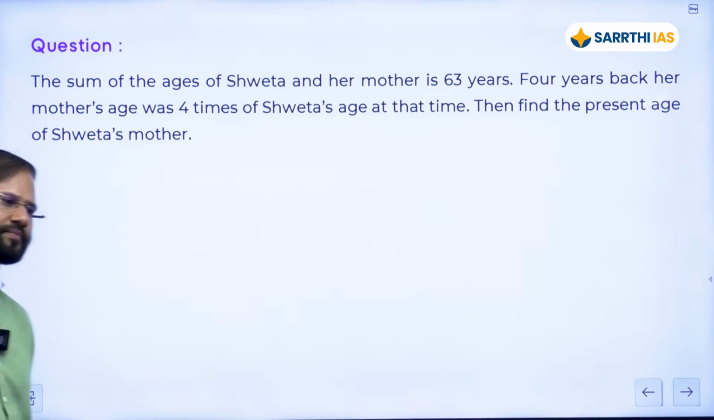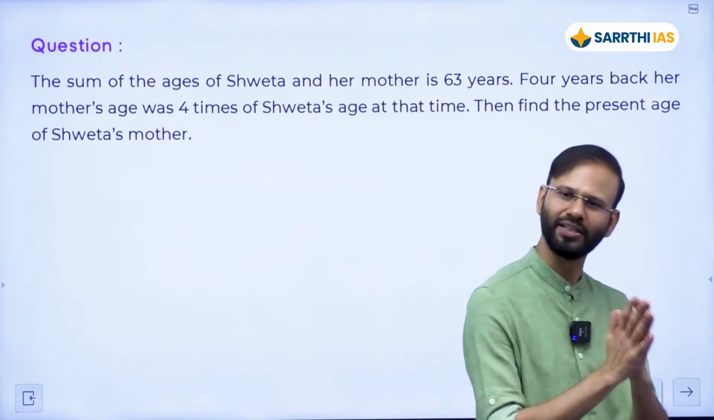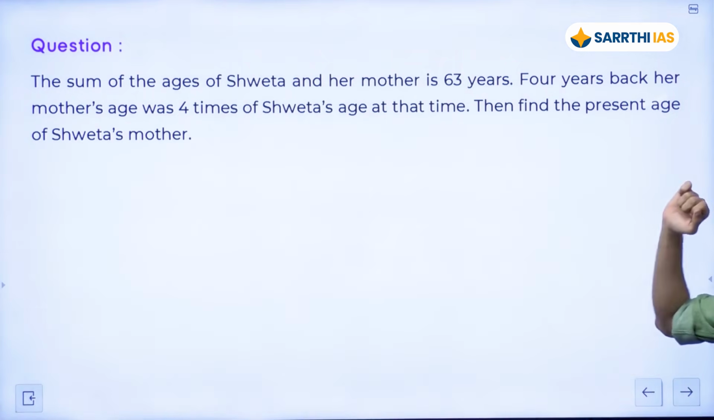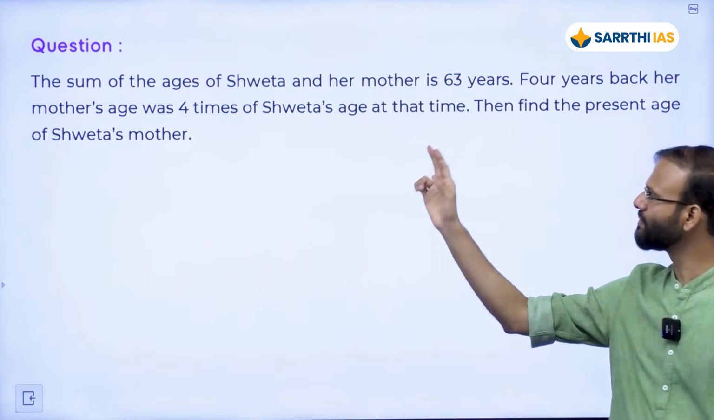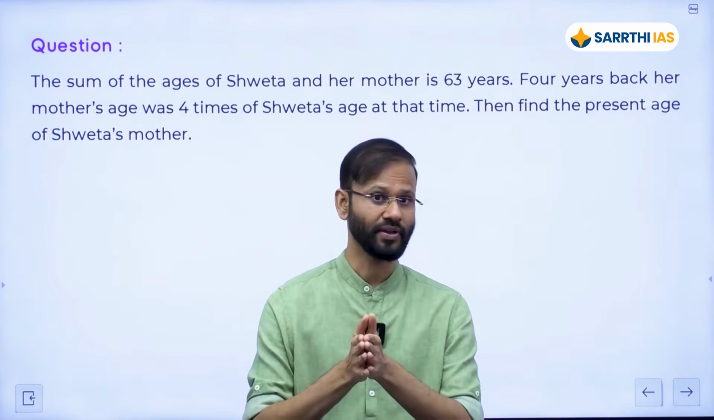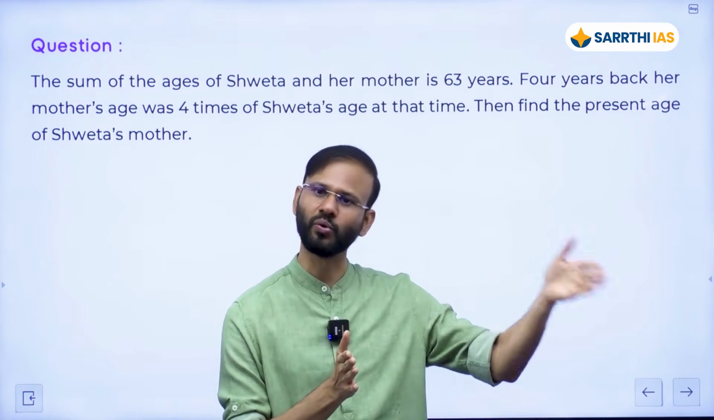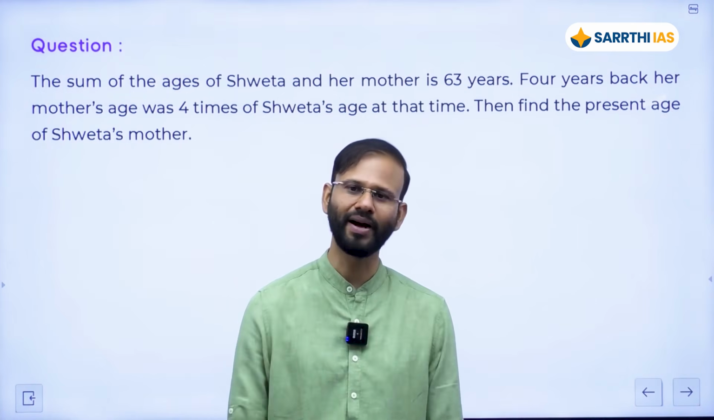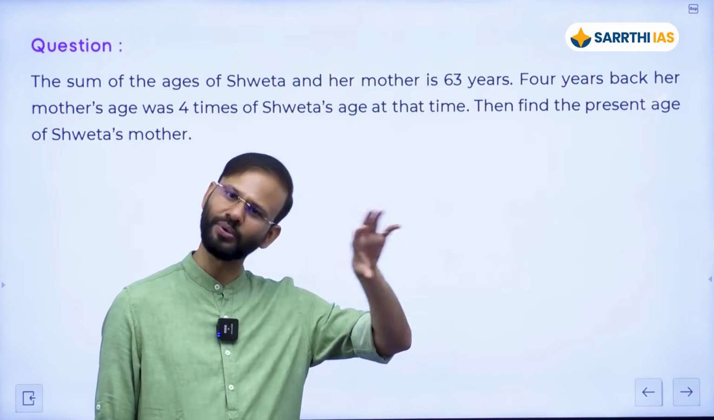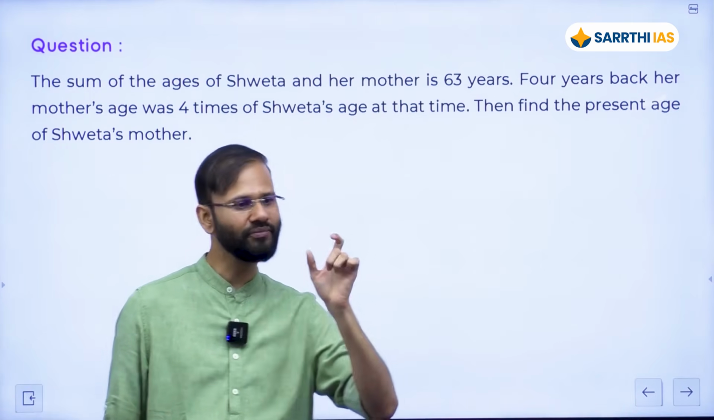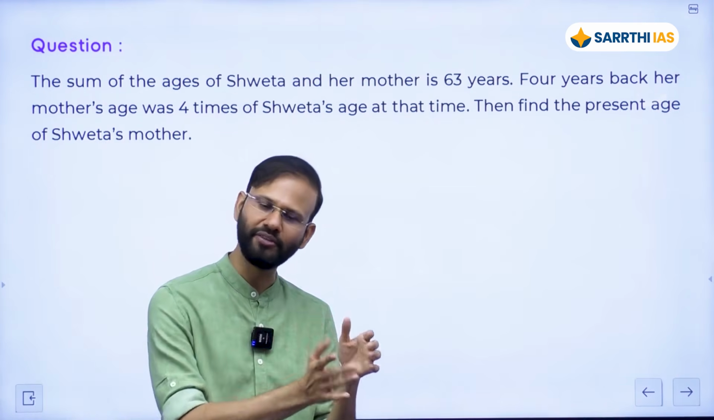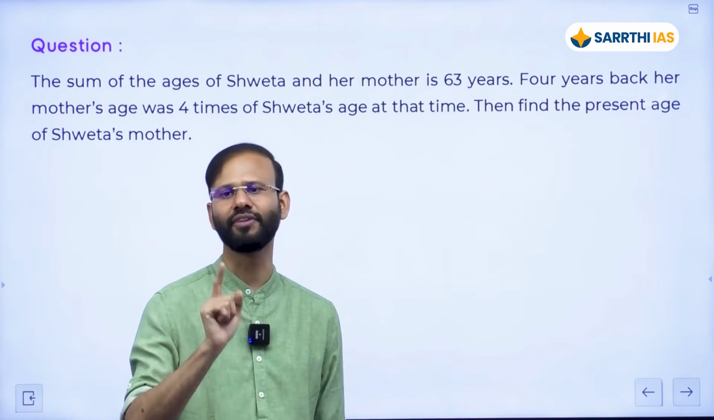Just read the question. The sum of Shweta and her mother's age is 63 at present. Then it says 4 years ago her mother was 4 times the age of Shweta. Tell me, if today the sum of their ages is 63, what will be the sum of their ages 4 years ago, guys? -8, because 4 years ago their mother's age will be less, right? And 4 years ago Shweta's age will also be less. So the total sum will be subtracted by 8 years. So guys, 4 years ago their sum must be 63 minus 8, that is 55.